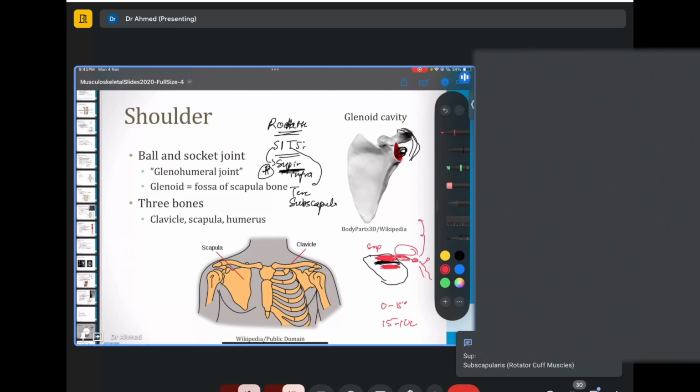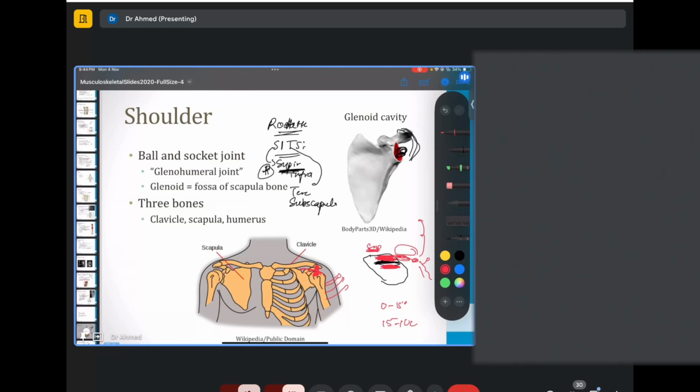Why is the supraspinatus muscle prone to injury? Because it can become impinged between the acromion process and the head of the humerus. For example, if I am abducting my arm, the tendon can become impinged between the head of your humerus and this acromion process. That's why it's prone to rupture.